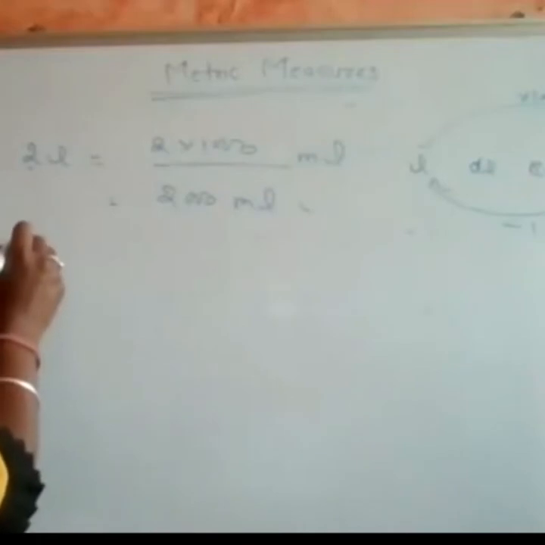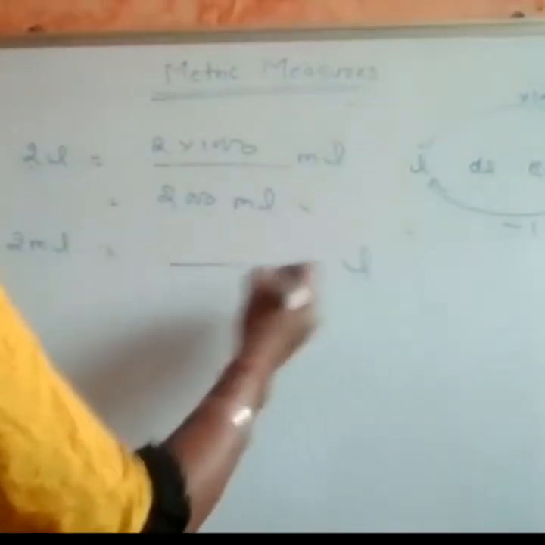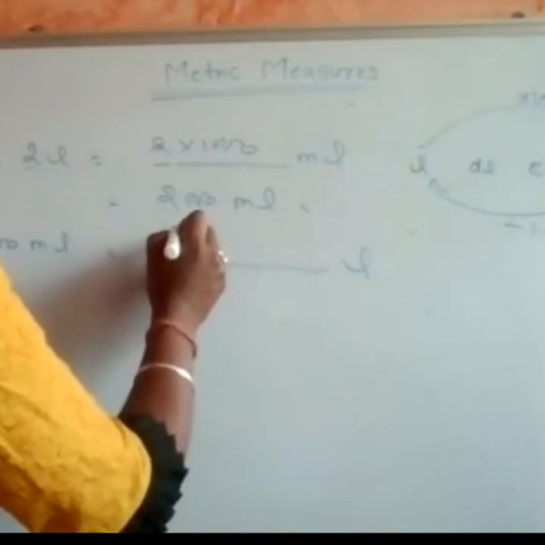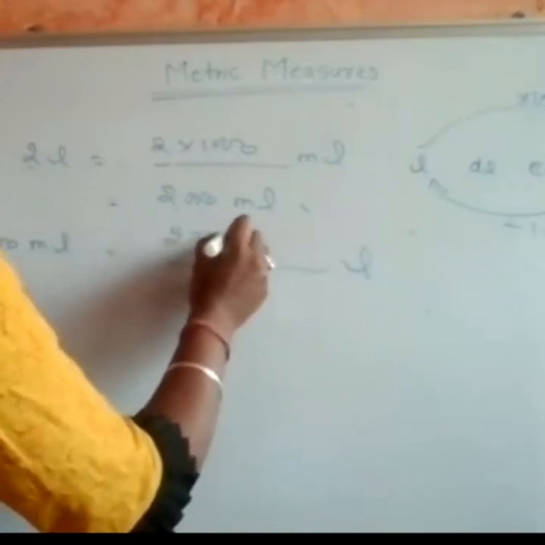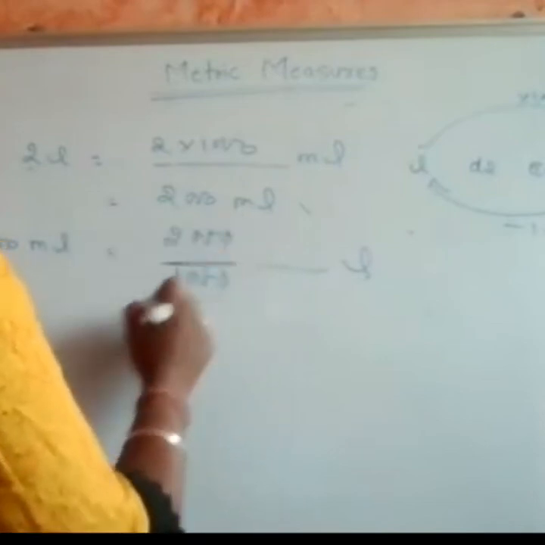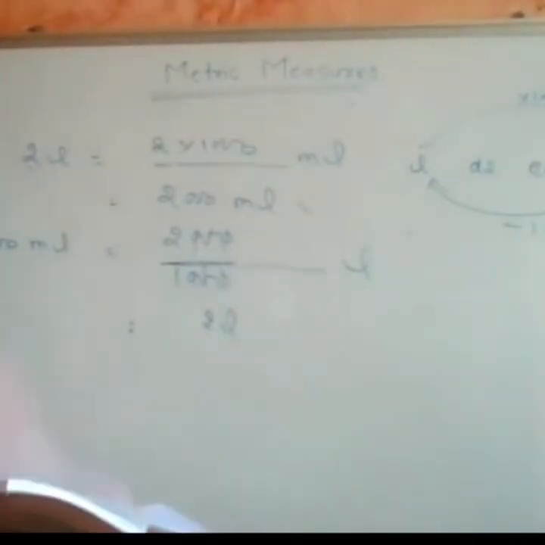Similarly, when we have to convert 2000 milliliter into liter, that will be 2000 divided by 1000, so we get 2 liter. A similar kind of example is solved in this textbook as well.